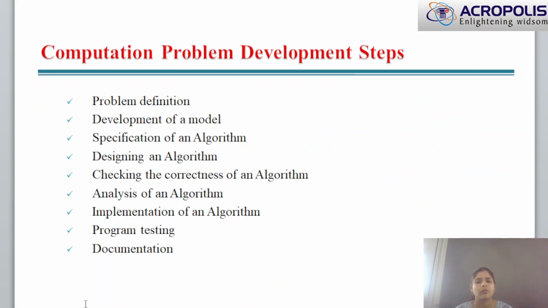Computational problem development steps. First, problem definition, development of model, specification of an algorithm, designing an algorithm, checking the correctness of an algorithm, analysis of an algorithm, implementation of an algorithm, program testing, and in the end, documentation.